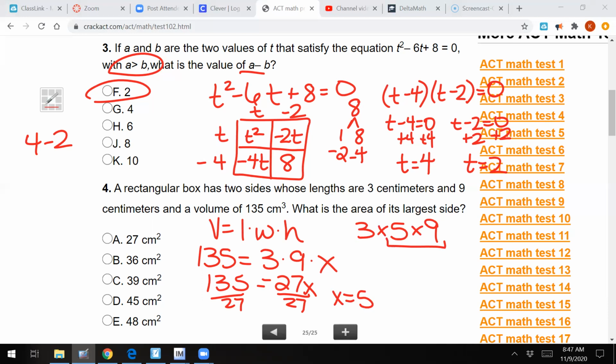So how do you find the area of the largest side? Yeah, you just do length times width. Okay, so the area is going to be 9 times 5 or 5 times 9, either way, which is going to give me what? 45. That's it.